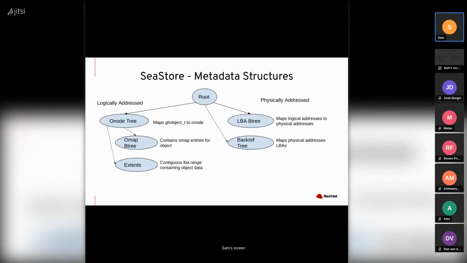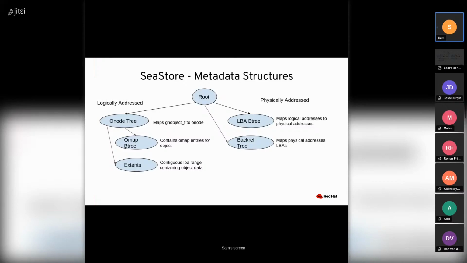So at a high level, SeaStore's internal metadata structures look something like this. On the right side of the tree here, we've got the LBA B tree and the backref B trees. These two metadata structures are physically addressed, which means internally the B tree nodes refer to their children by direct location on disk.